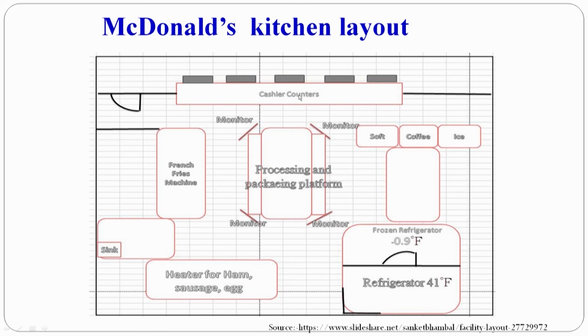These are the cashier counters where the customers can come and place their orders, and this is the area where we have written McDonald's kitchen, where the customers can take their food and sit and enjoy the food. So this is a typical layout of a kitchen.